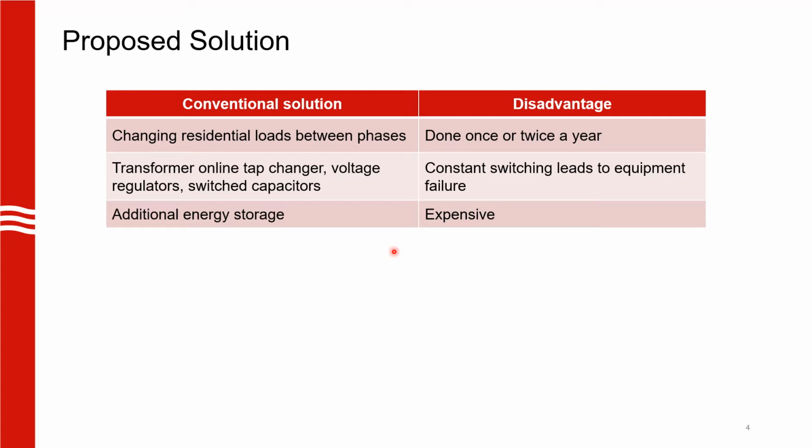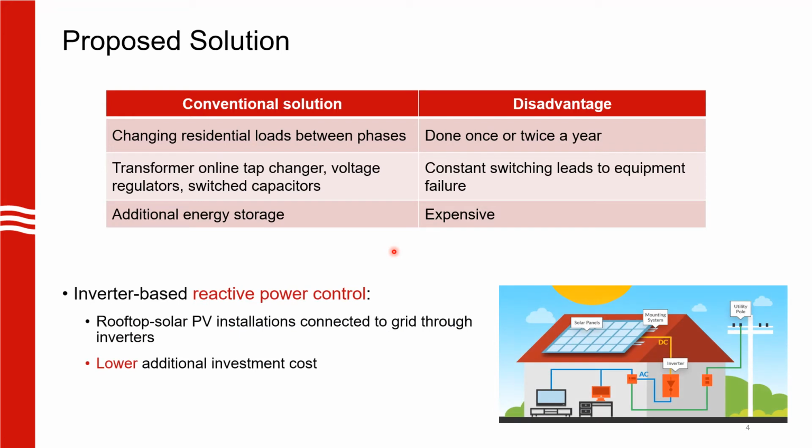be an expensive option. So the method that we use for this work is reactive power control of inverters. Most rooftop solar PVs are connected to the grid via inverters, which have reactive power capabilities. Since we are using existing equipment in order to minimize unbalance, there will be no additional investment cost.